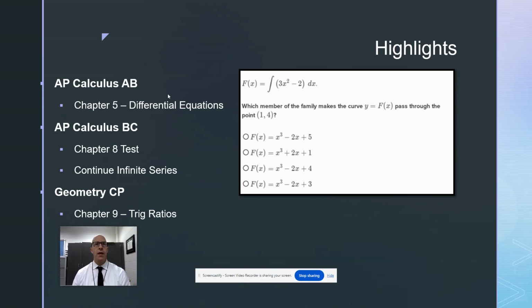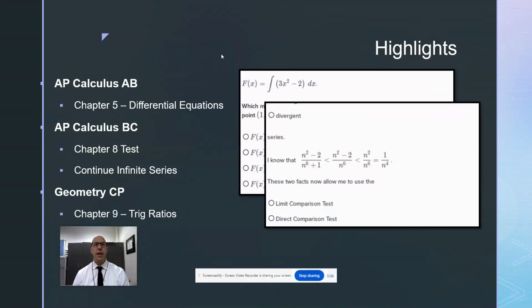So this week in Calc AB, we were moving on to chapter 5, which is differential equations. We've been in chapter 4 since early December. It's a big chapter. They had their test. They'll get that back this week. But this week we're finally going to move on to some different stuff, differential equations.